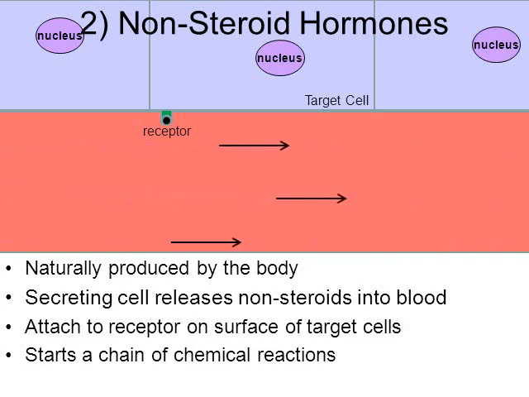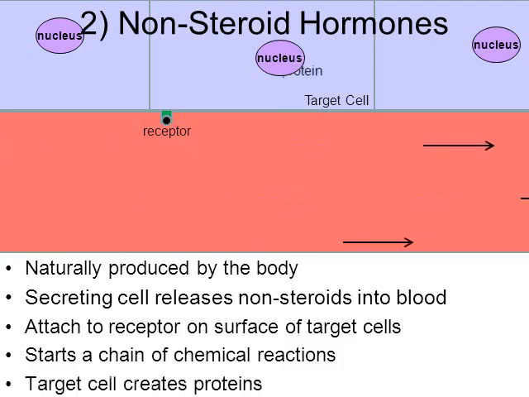The non-steroid hormone, watch this, is going to start a series of chemical reactions where chemical reaction A leads to chemical reaction B, leads to chemical reaction C, and the products of chemical reaction C, for instance, will go into the nucleus and will, like the last time, stimulate the production of proteins. So for the target cell, the end result is kind of the same thing in that the end result is the production of proteins. It's just a little different pathway that is chemically taken to achieve that goal of creating a protein.